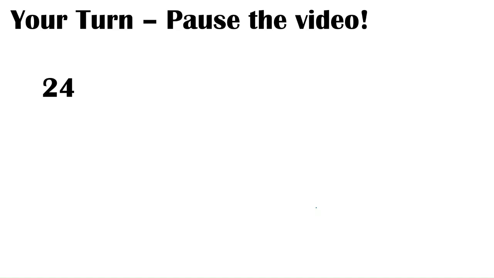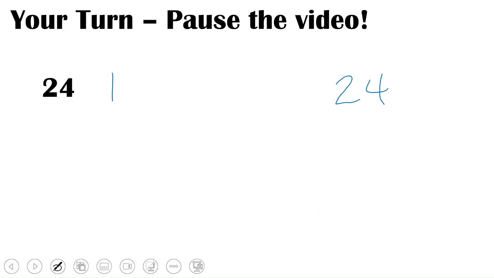Okay, so like we talked about, every number has 2 factors that we know straight away. The first one is the number 1, and the last number is the number itself. In this case, it's 24. Let's find the other factors of 24.